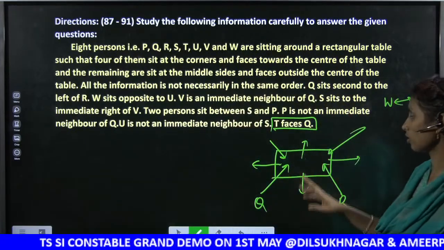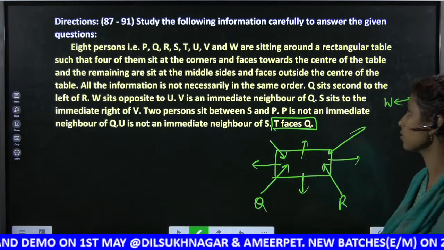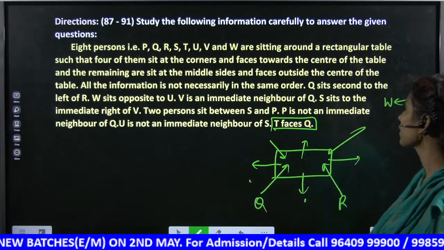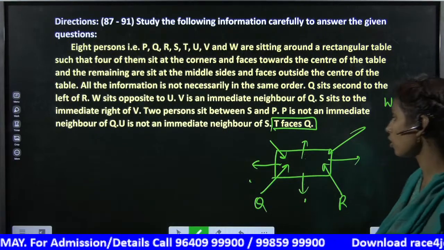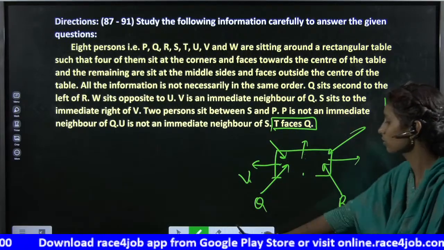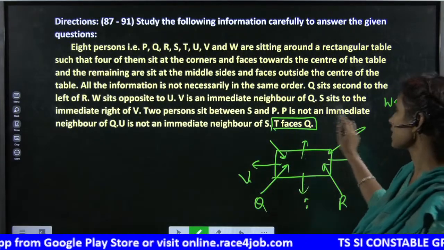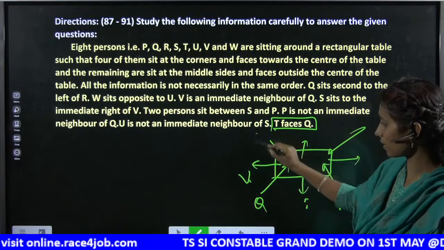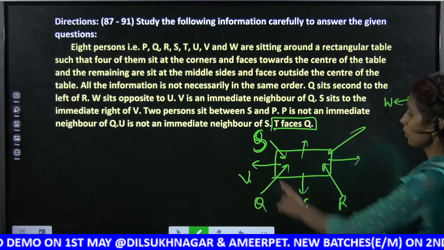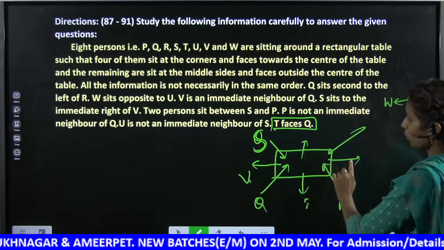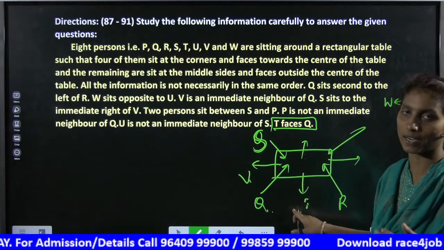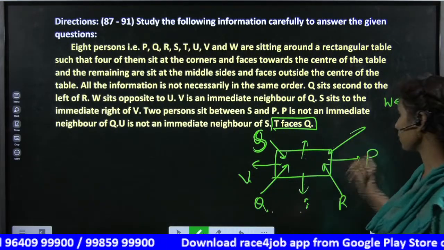Next, here we have four possibilities; we can place it any way. V is an immediate neighbor of Q; either you can consider V here. S sits to the immediate right of V, so we need to consider V. If we place V here, there is no chance to place S. Right, S sits to the immediate right of V's right side. Two persons sit between S and P: S, 1, 2, P, two possibilities. P is not an immediate neighbor of Q, so Q and P cannot be adjacent; P cannot be next to Q. So we consider P will be here.